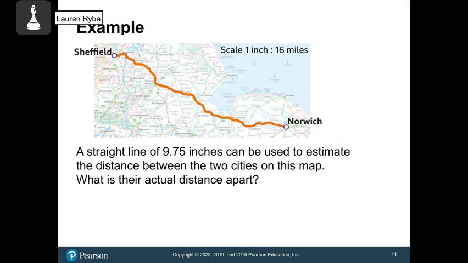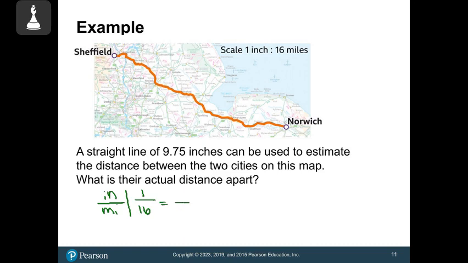In this map, we see that the scale is 1 inch represents 16 miles. So if we were to roughly draw a straight line here between Sheffield and Norwich, it says that would measure about 9.75 inches. Could we then determine how far these actual cities are apart from each other? Well, sure. So we are going to use the inch measurement compared to the mile measurement. Our scale says that 1 inch represents 16 miles.